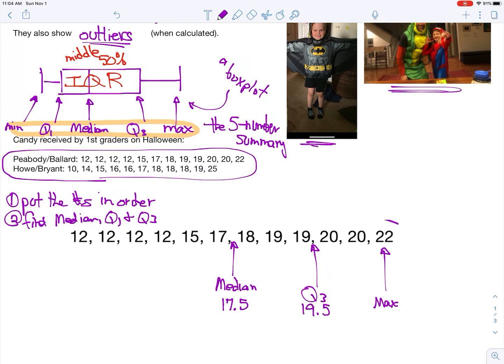Working to the left, I take those 6 data points, I still use them all, and it looks like the median in between those 6 is going to be 12. That is quartile 1. And my min is going to be 12.